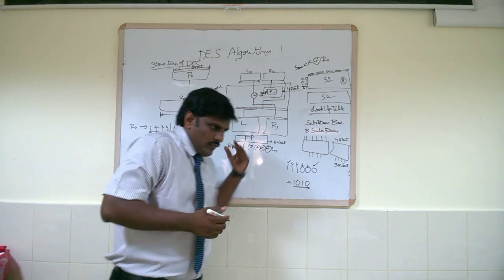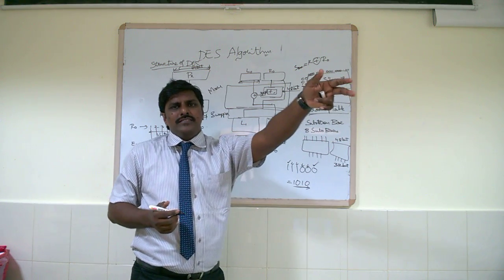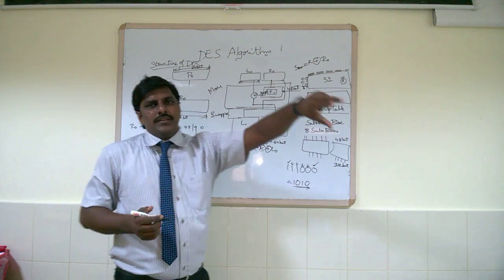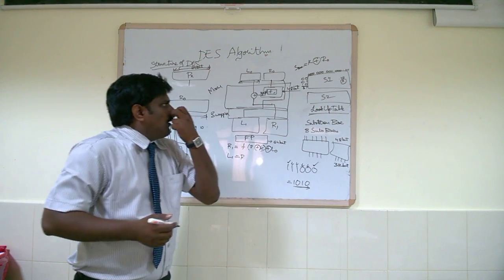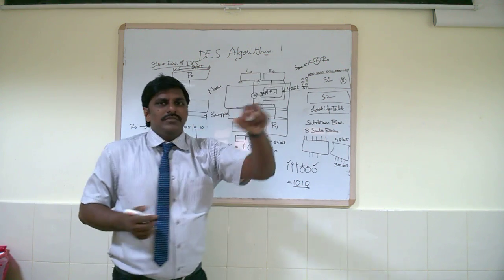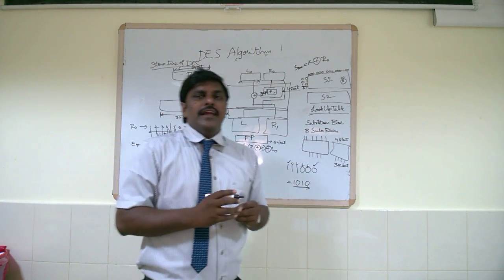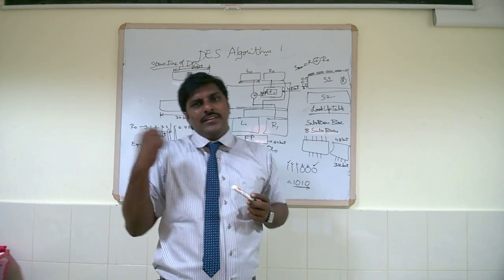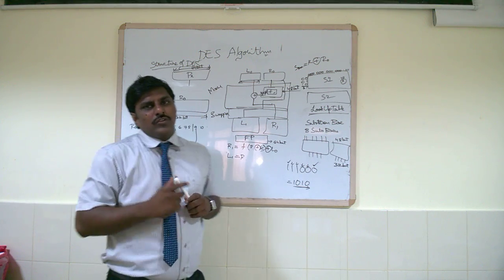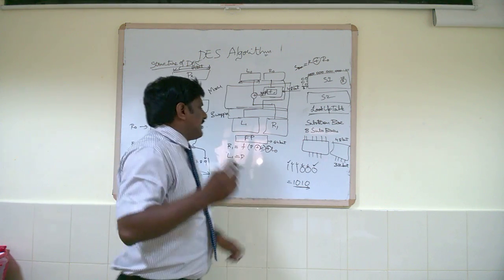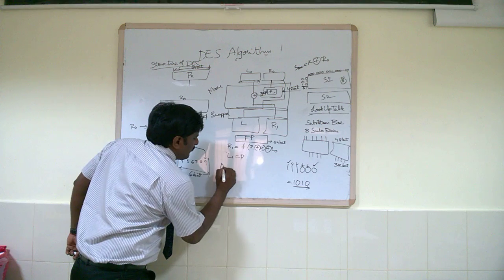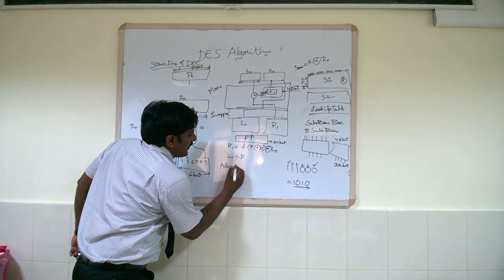Then at the receiver end, the receiver performs decryption with the same key. The key used in encryption is the same key used in decryption, and that is called symmetric key encryption. Then coming to the advantages of DES.